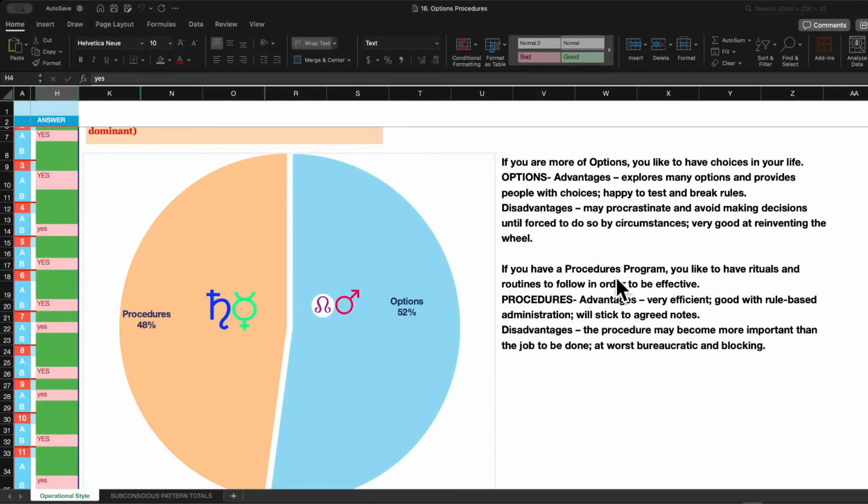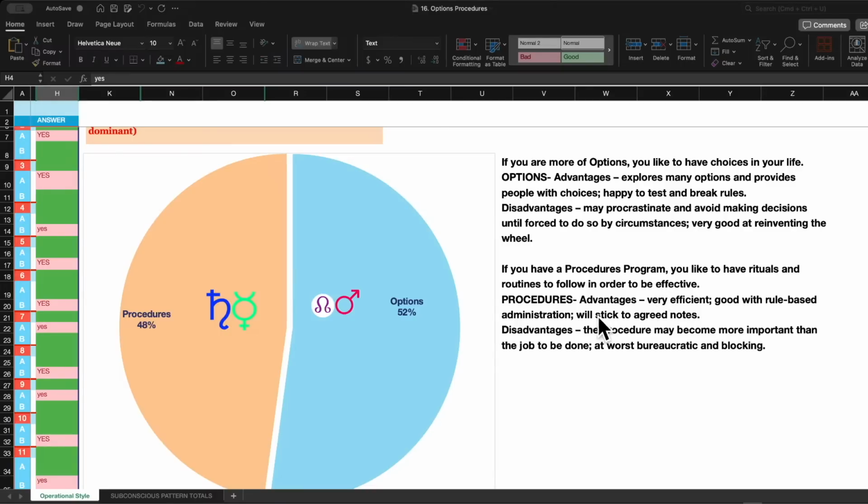If you have a procedures program running in your head, program in this context means your subconscious brain. Essentially, what we are trying to study with personality is what? You are trying to unlock your subconscious brain. How you function innately. What drives you? How do you operate? For a procedures person, you like to have rituals and routines to follow in order to be effective. These people lose track of stuff if they have too many options. Let's focus on one and get stuff done first. Then let's move on to the next. This is their approach.